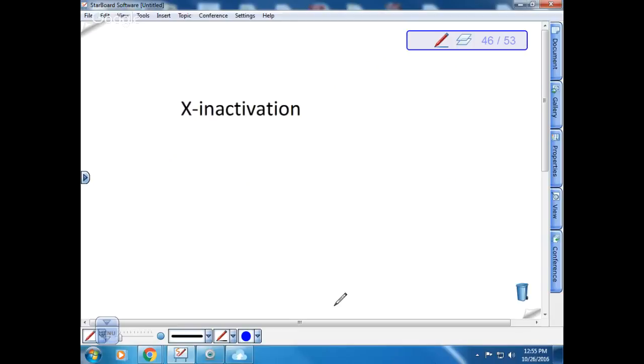X inactivation is a really interesting phenomenon that occurs in males. So, oh, excuse me, it occurs only in females. And the reason for this is that females have two X's, right? So that means that they have twice the amount of genetic material of a male, because males only have one X. So what has to happen is one of the X's is turned off, right?